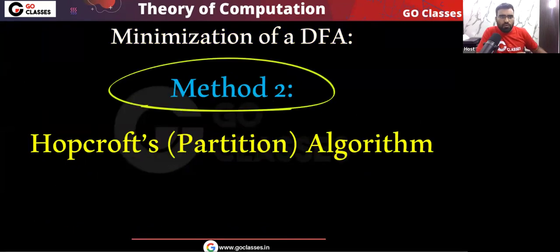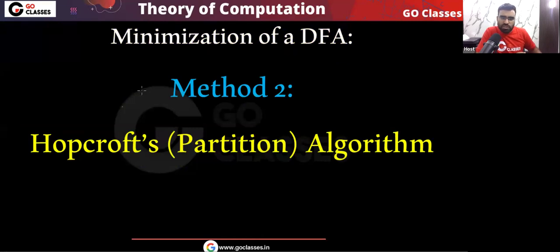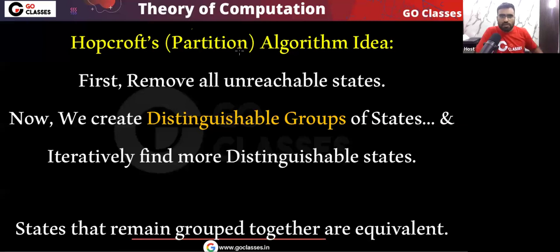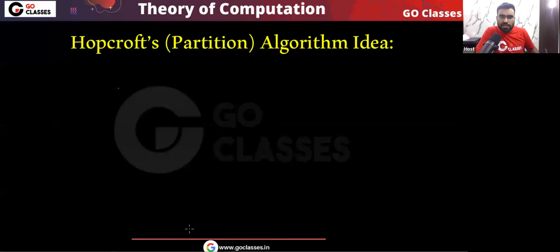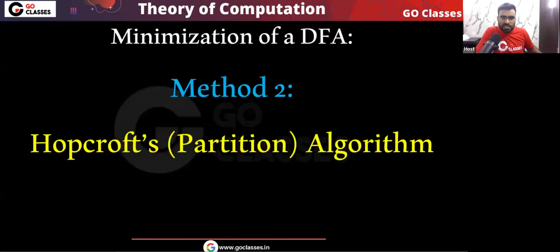Now the method number 2 for minimization of DFA we are going to discuss is the Hopcroft algorithm, or you can call it the Hopcroft partition algorithm. Okay, so let's discuss this algorithm. First, let me tell you the idea of this algorithm. See, this is just an algorithm.